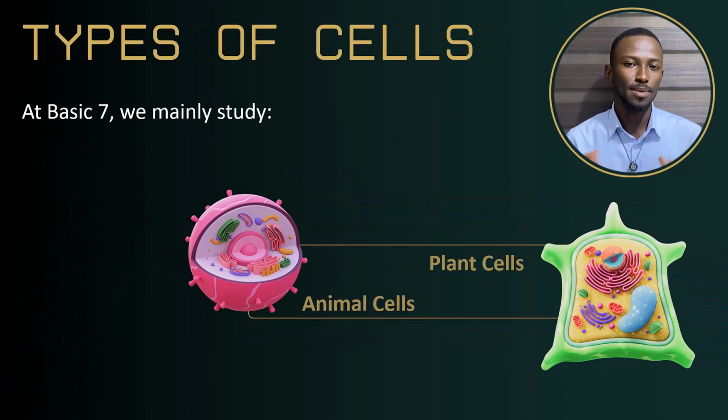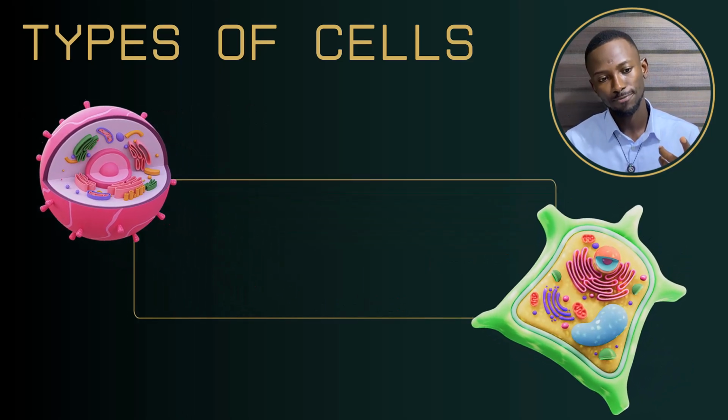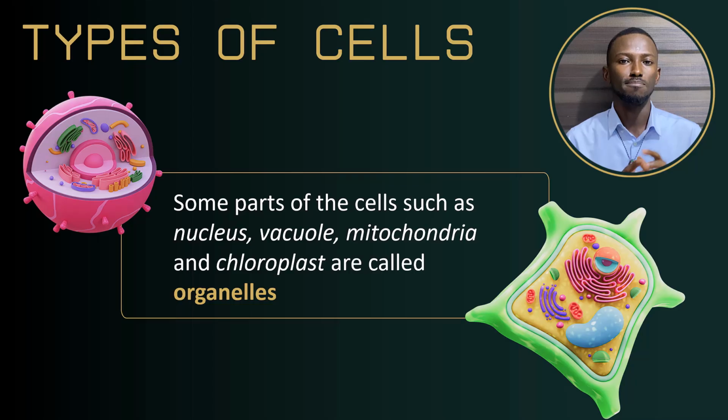Now let's discuss the types of cells. When we get to basic 7, when we talk about types of cell, we are mainly referring to these two types of cells: plant cell and animal cell. That's all you need to know. These cells have many parts or components that we'll be discussing in this lesson.